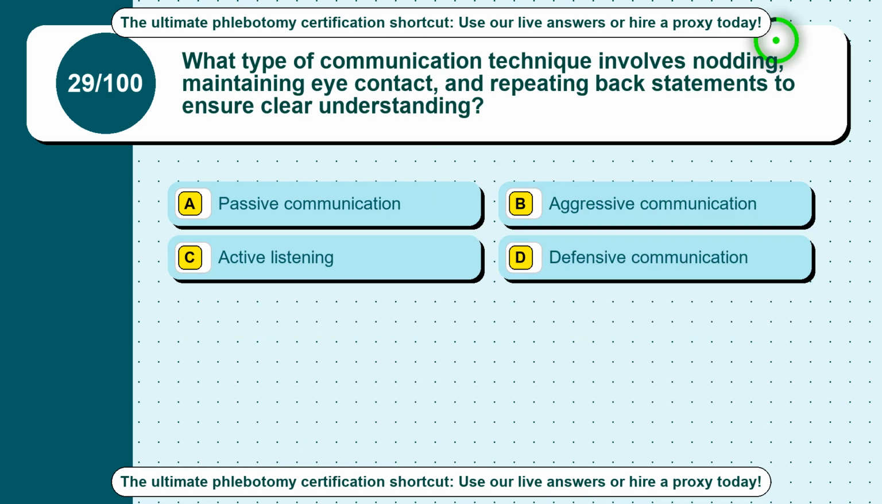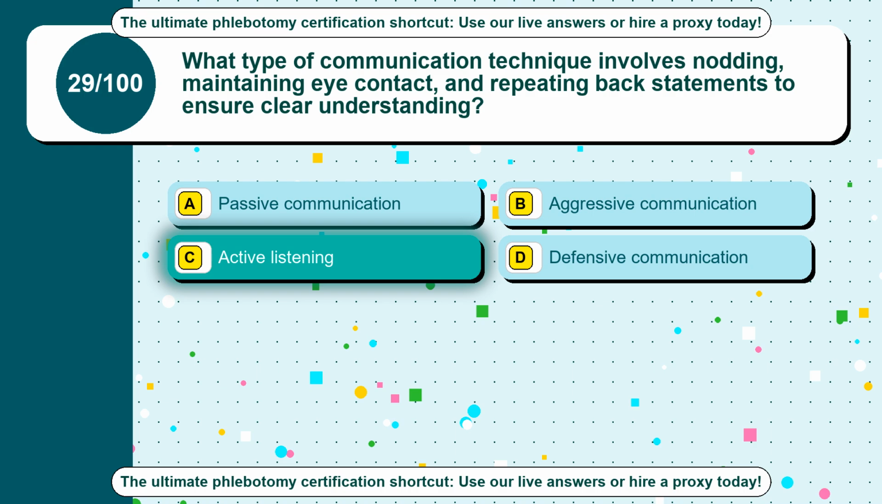Question 29. What type of communication technique involves nodding, maintaining eye contact, and repeating back statements to ensure clear understanding? Option A, passive communication. Option B, aggressive communication. Option C, active listening. Option D, defensive communication. The correct answer is option C, active listening.